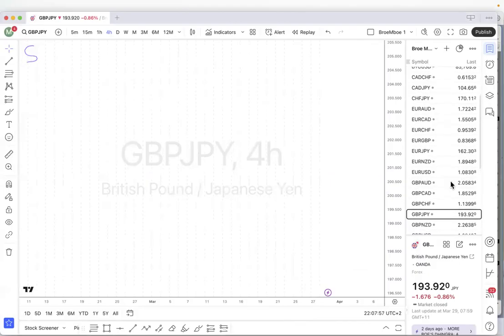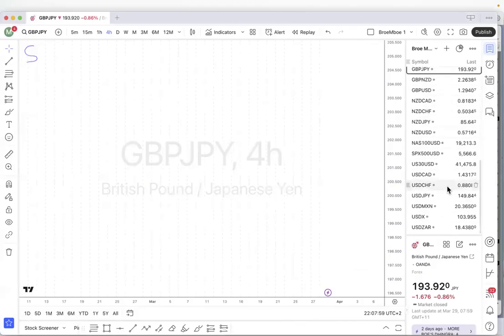Let's try and look at, let's see the JPY pairs if they have anything.